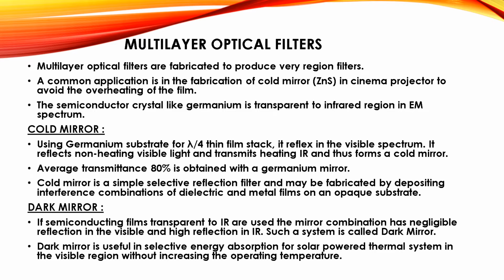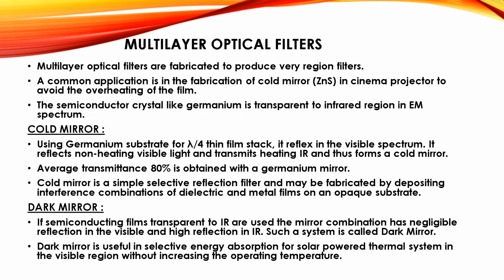A common application is in the fabrication of cold mirror, that is zinc sulfide in a cinema projector to avoid the overheating of the film. The semiconductor crystal like germanium is transparent to the IR region in the EM spectrum. Using a germanium substrate for a lambda by 4 thin film stack, it reflects in the visible spectrum. It reflects non-heating visible light and transmits heating IR radiation and thus forms a cold mirror. That is the cold mirror.